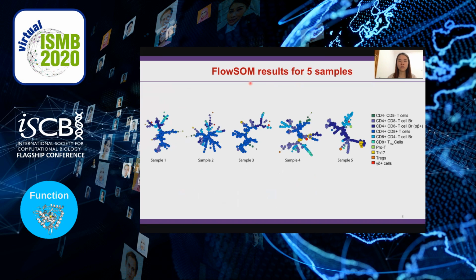Here are the FlowSOM results for all the samples. Each node is a cluster, and each color represents a cell type. Those are the cell types we identified.